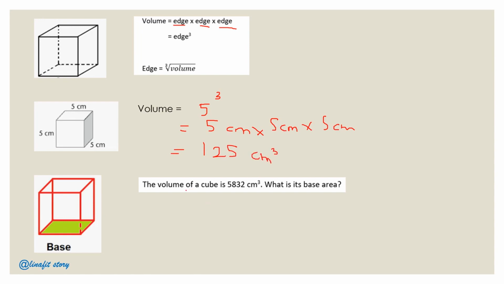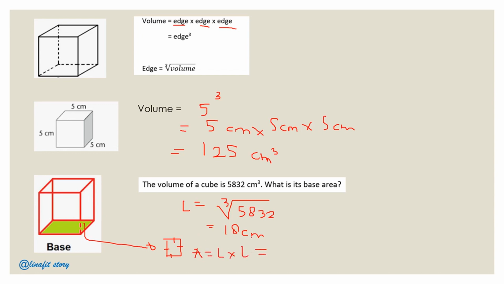Next, the volume of a cube is 5,832 cubic cm. What is its base area? So first, we should find the length of one edge of the cube. To get the length, find the cube root of its volume. The cube root of 5,832 is 18 cm. The question is, find the base area. The base is in the form of a square. To get the area of a square is length times length.